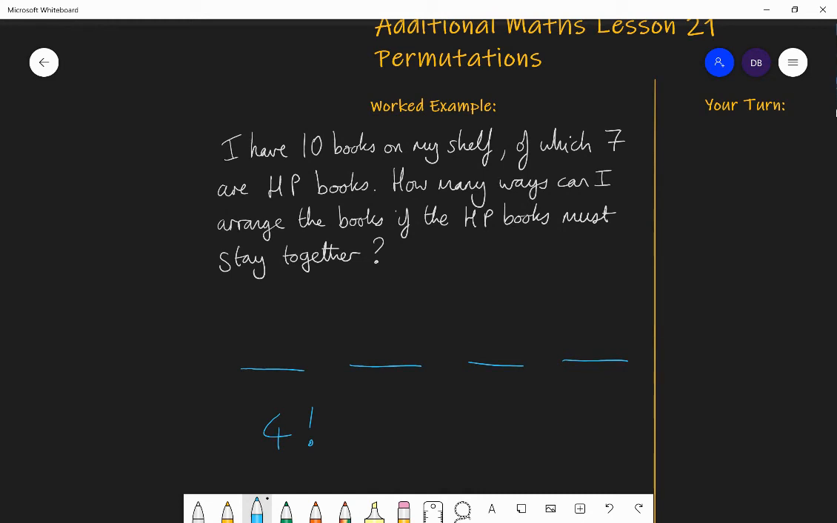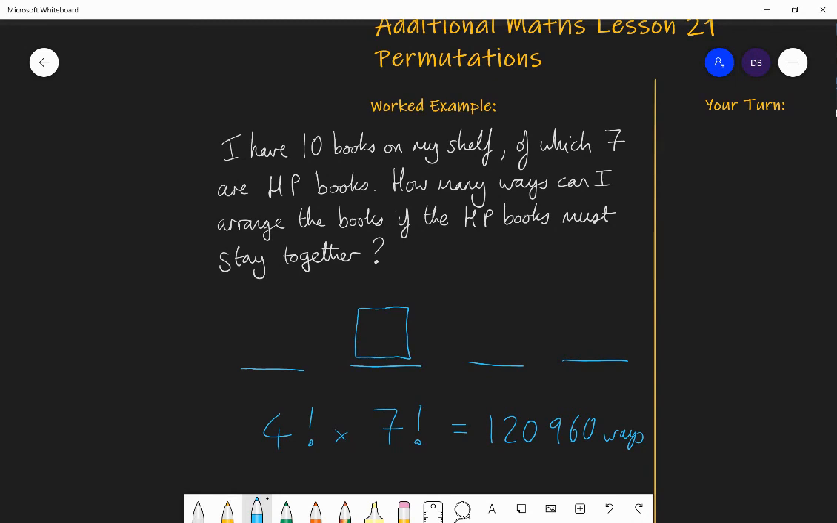But then think about, let's say we put the Harry Potter block here. That Harry Potter block itself can be arranged in many different ways. There are 7 objects within that one unit, and I can arrange them in 7 factorial ways. So for each of these 4 factorial ways in which I arrange the shelf, I have to multiply by 7 factorial, because for each of them, I can rearrange the Harry Potter block in 7 factorial ways. So our answer is 4 factorial times 7 factorial, which is 120,960 different possible ways of arranging my 10 books with this constraint.